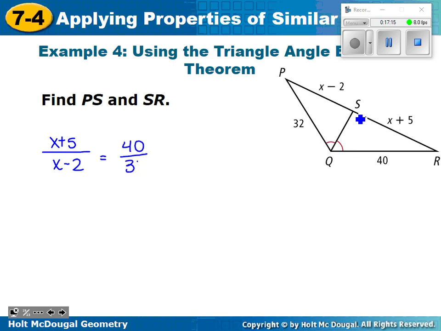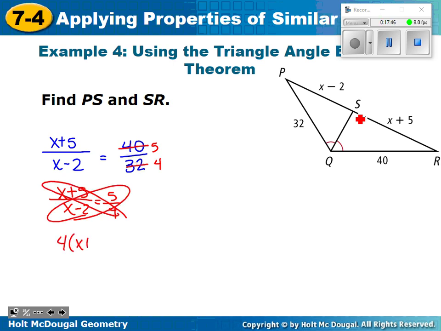And again, if you don't want to work with those big numbers, 40 over 32 will reduce. What goes into 40 and 32? 8. Goes in there how many times? 5 over 4. So you don't have to do that, but if you don't want those giant numbers, it makes it easier. Just don't forget you can't cross cancel with an equal sign, but you can reduce a fraction that's on one side. So I'm going to reduce it just so I can work with some smaller numbers and then cross multiply. So 4 times x plus 5 equals 5 times x minus 2.